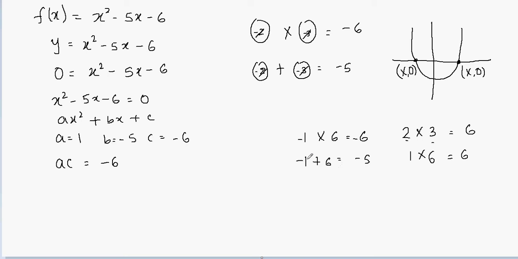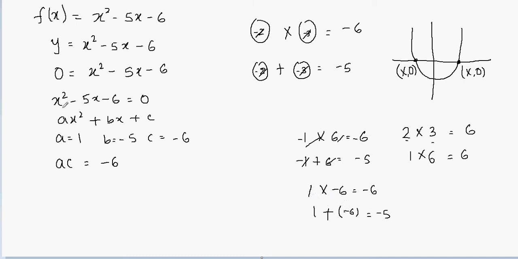If 1 cannot be negative, that means 6 has to be negative. So we can write that 1 times negative 6 will be equal to negative 6, which is true. And then 1 plus negative 6 will be equal to negative 5. That means the factors will be 1 and negative 6.